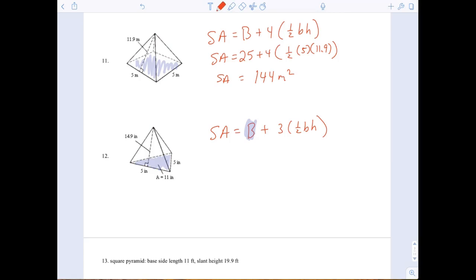Now, what is the area of the base? Yeah, because why? How do we know it's 11? Because they tell you. Very good. Area is 11. So 11 plus 3 times 1/2. What's the base of the triangle? What's the height of the triangle? Yeah, it looks like 149, but it's 14.9. Yeah, so somebody plug that in, tell me.